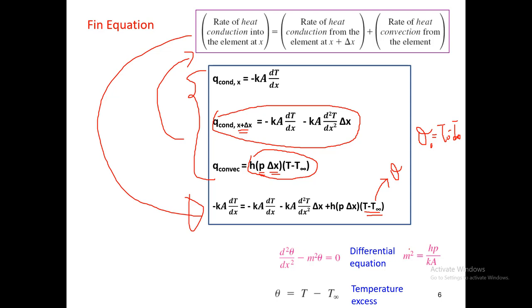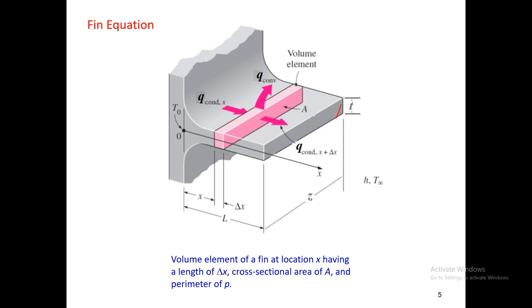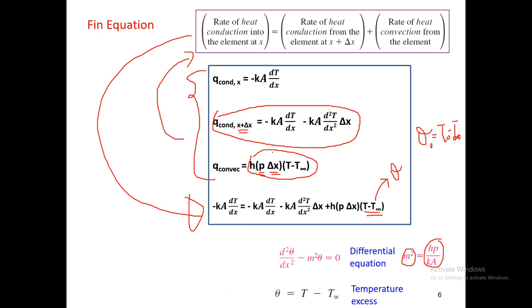We have introduced a new variable here, m square, which is equal to the convection heat transfer coefficient times the perimeter of the extended surface, divided by kA. Remember, A is the area of the tip, and in this case the area of the tip is this area. So A is the area of the extended surface, or the tip area. Our differential equation changes into this form, a simplified version of the above equation.